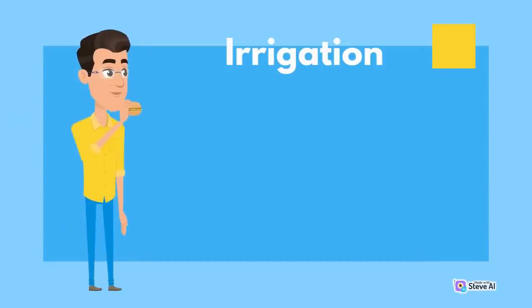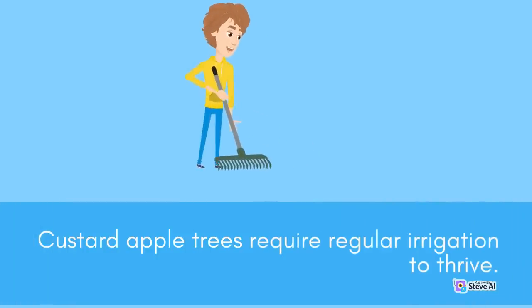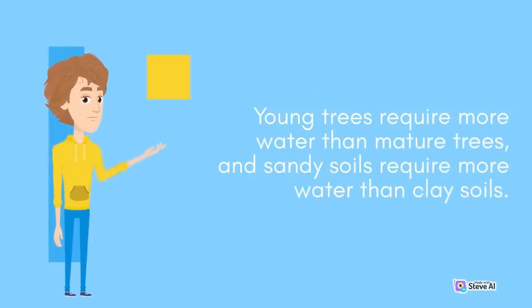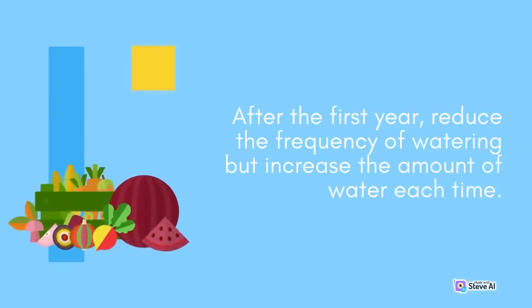Irrigation. Custard apple trees require regular irrigation to thrive. The amount of water required depends on the age of the tree, the type of soil, and the weather conditions. Young trees require more water than mature trees, and sandy soils require more water than clay soils. During the first year after planting, water the tree deeply once a week. After the first year, reduce the frequency of watering but increase the amount of water each time.